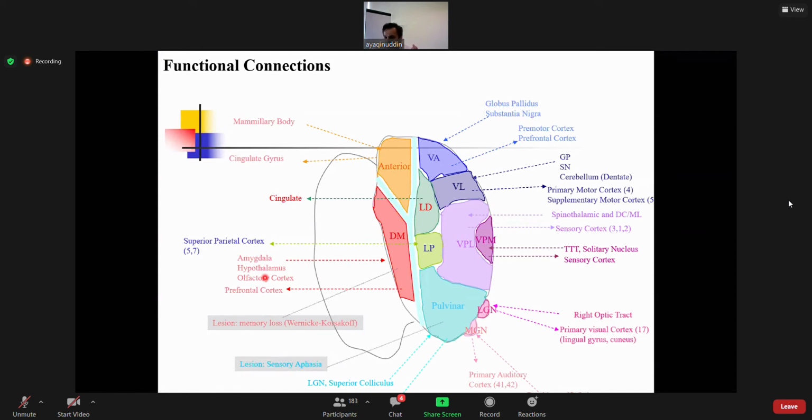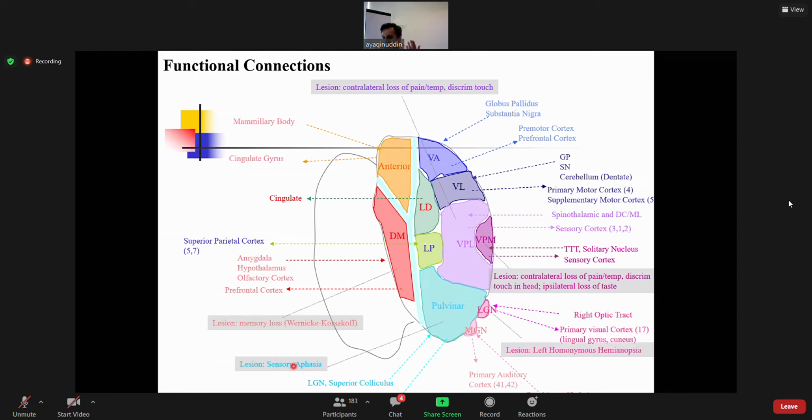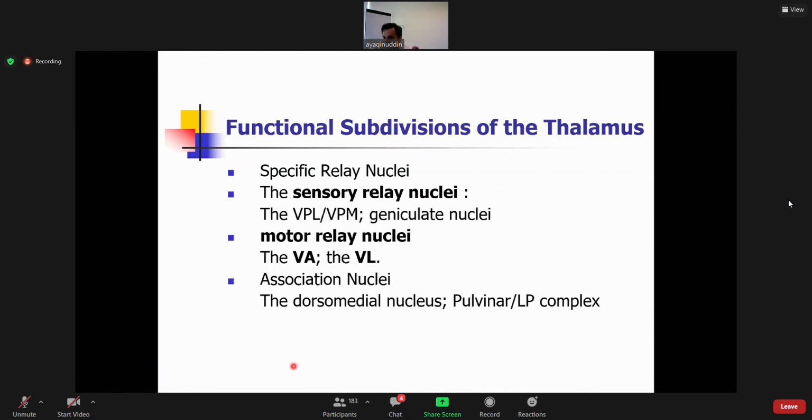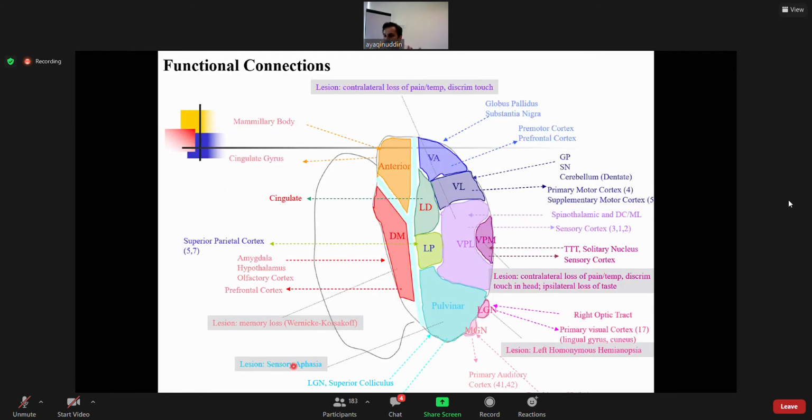If you have a problem with the pulvinar, because it is projecting into all the association cortices, you may have sensory aphasia. If you have a problem with the VPL, you would lose the sensory input on the contralateral side of the body, which are spinothalamic and the medial lemniscus. And if you have a problem with the VPM, then you have a problem with pain and temperature on the face as well as the taste sensations. Lateral geniculate body, if it is damaged, then you have left homonymous hemianopia. So these are some of the things which can happen because of the damage to different nuclei of the thalamus.